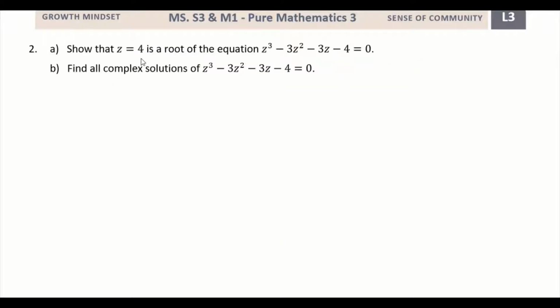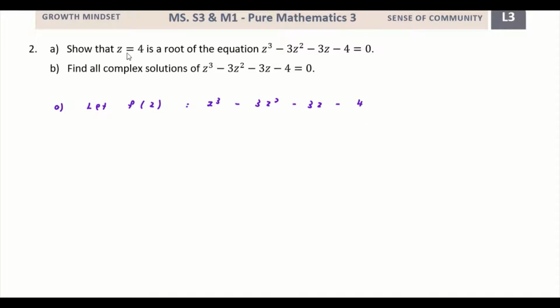Okay, 2a: show that z equals 4 is a root for the equation given here. So this is what we have learned in chapter 1 before, so we need to use the factor theorem. Let's say z equals 4 is a root, which means we can let our equation be the function f(z). So f(z) equals z cubed minus 3z squared minus 3z minus 4.